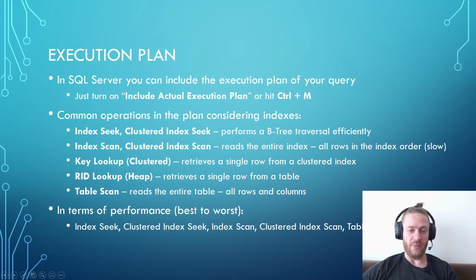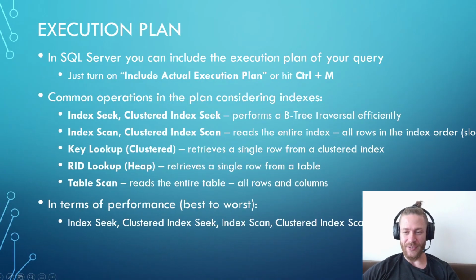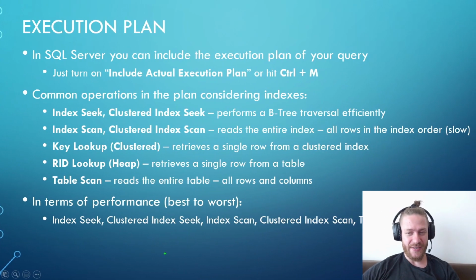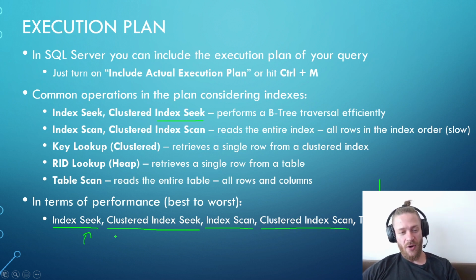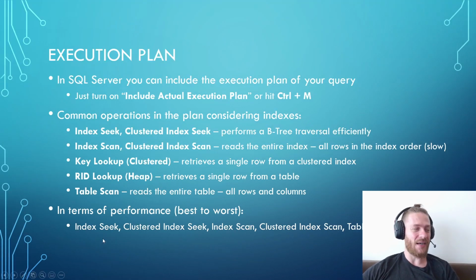In terms of performance, best to worst, I have ordered them here. First, it's the index seek. If you see index seek, you're using the maximum potential of the index. There's a clustered index seek, which finds the data in the primary key. There's an index scan afterwards, which is slower than the seek. We already covered that here. There is a clustered index scan, and last is table scan. So we're aiming for index seek if we can.